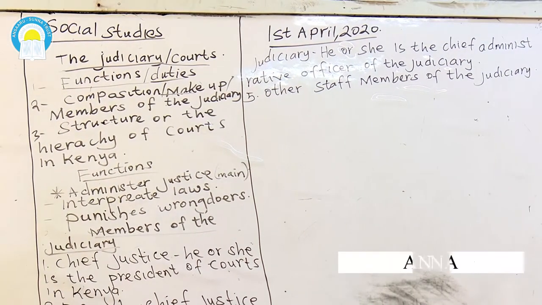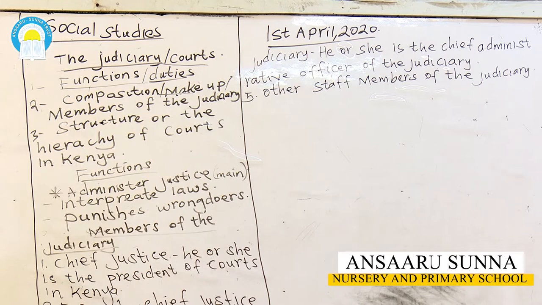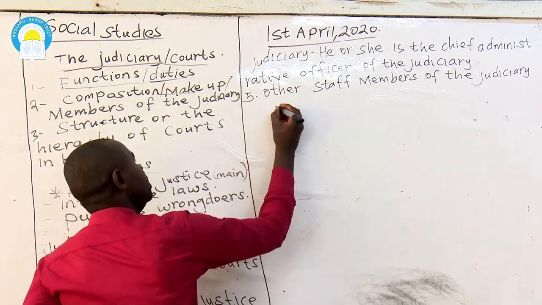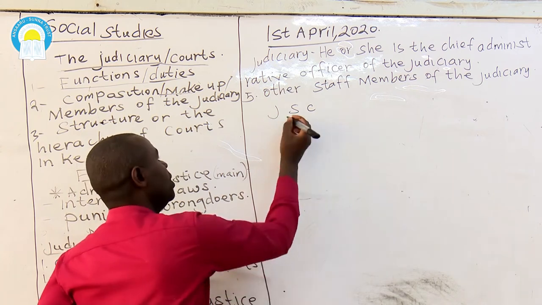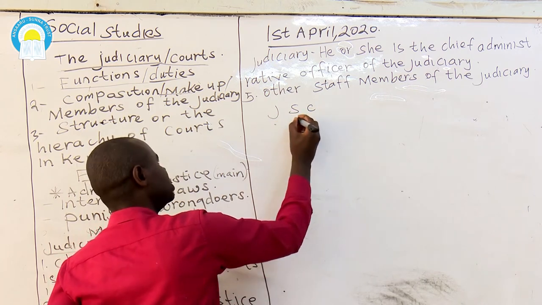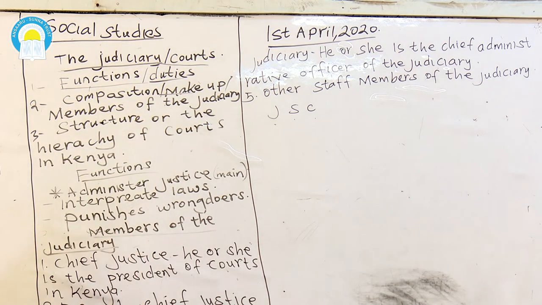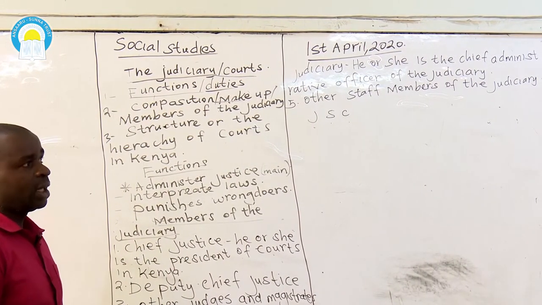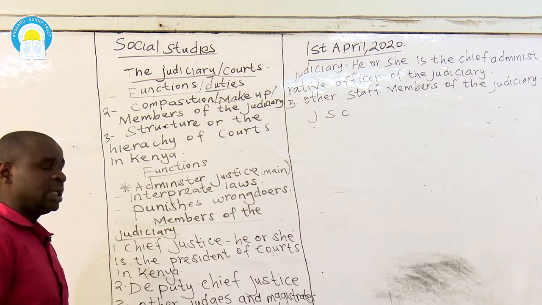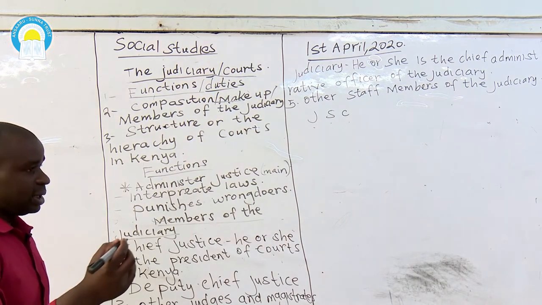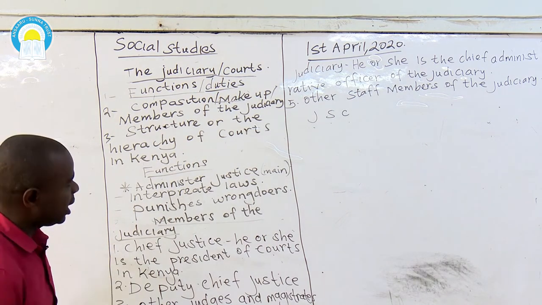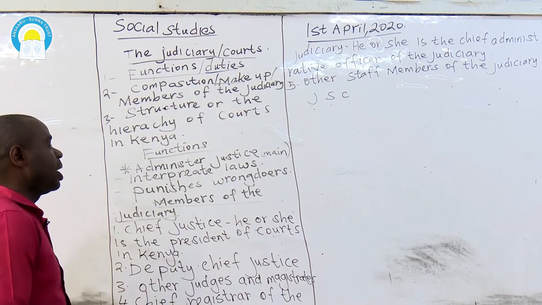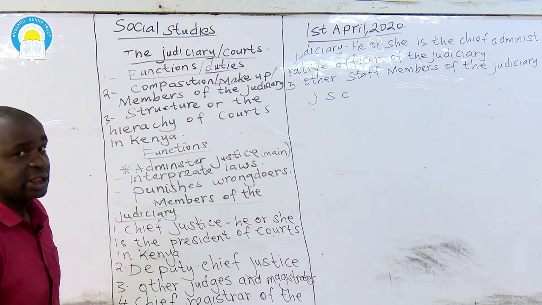But before appointment, their names are submitted to the President by an independent body known as the Judicial Service Commission, in full JSC. They pick some names and submit them to the President. From the names, the President picks one name each and takes them to Parliament through the leader of majority. Then, just like I said yesterday, Parliament votes on the names, and if they pass the integrity test, they assume office as the Chief Justice and Deputy Chief Justice respectively.